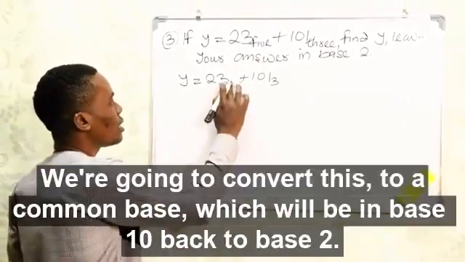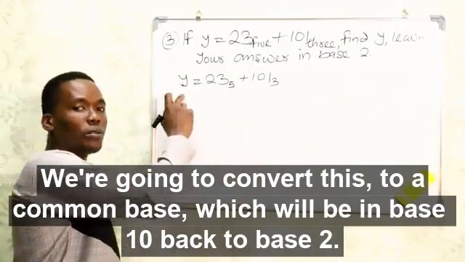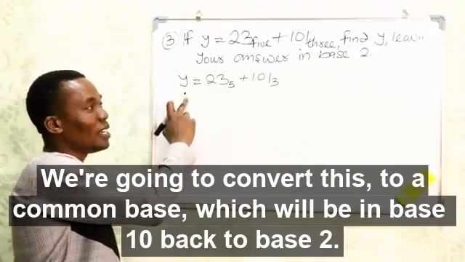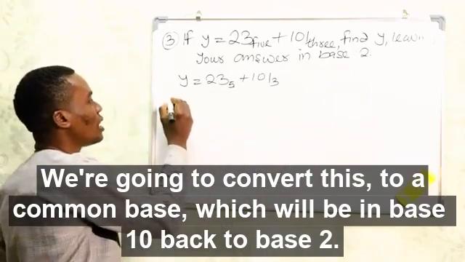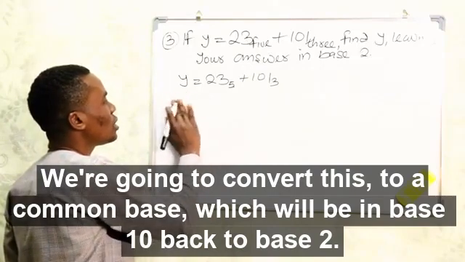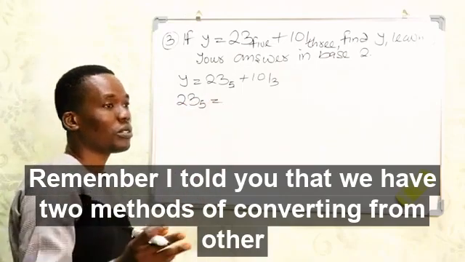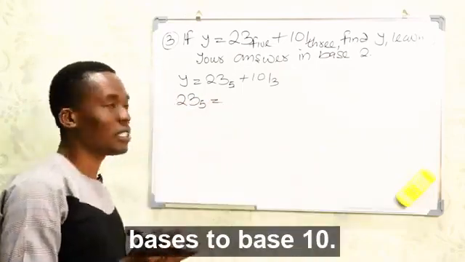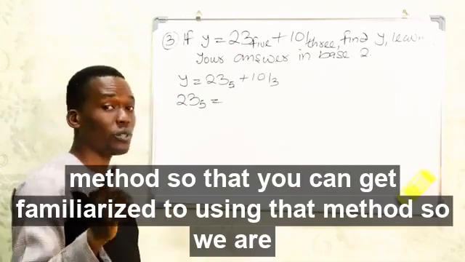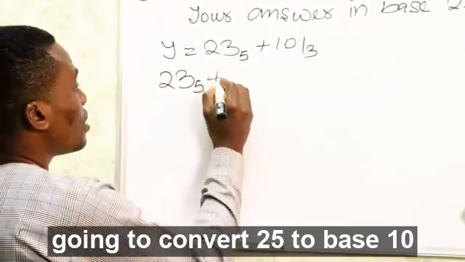So we are going to convert this to a common base, and then we'll look for the value of y, and at the end we'll convert the value of y, which will be in base 10, back to base 2. Now let's go about this. Our y will be equal to 2 times, now let's look at 23 first. Remember I told you that we have two methods of converting from other bases to base 10. Now I'm going to use the first method, which is the successive multiplication method, so that you can get familiarized with using that method. So we are going to convert 23 base 5 to base 10.